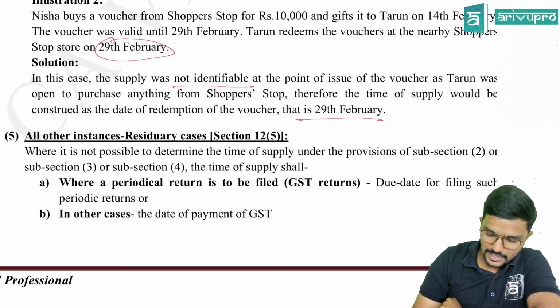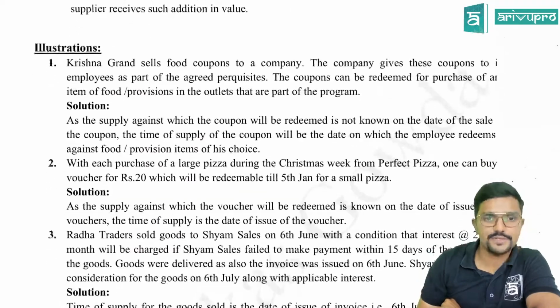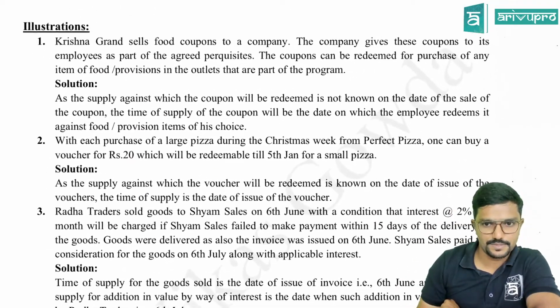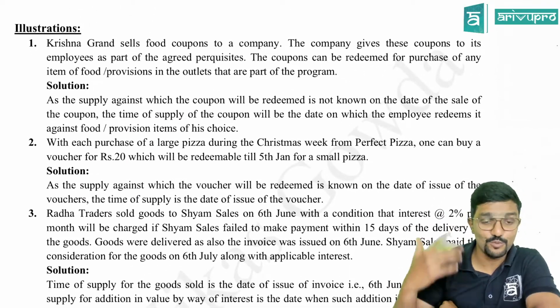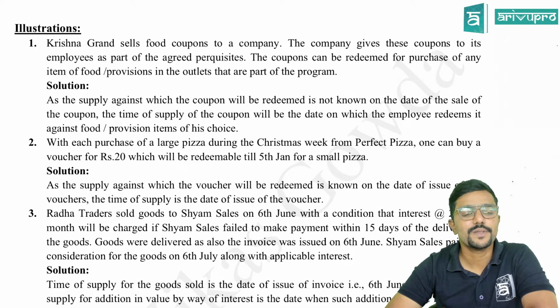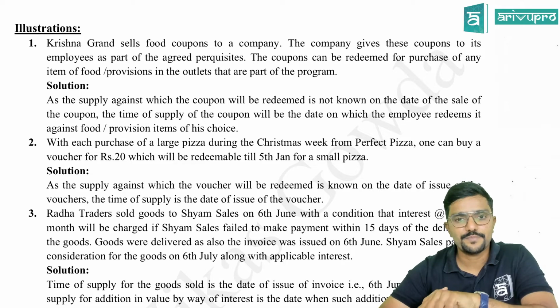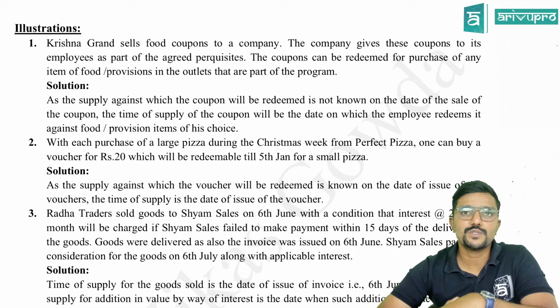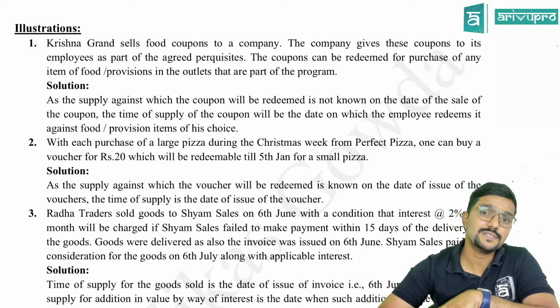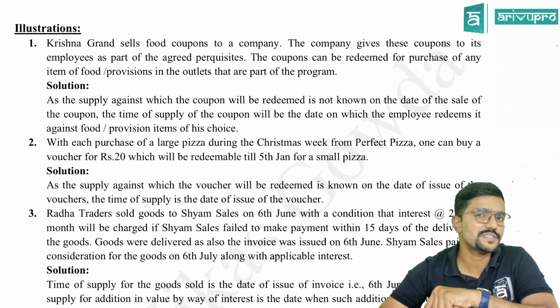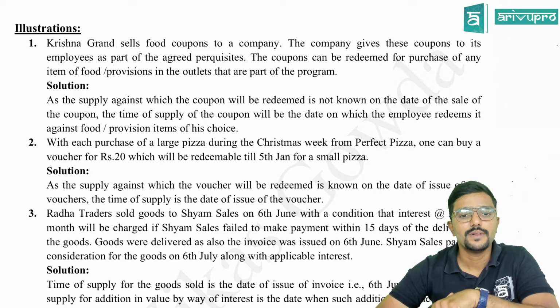Voucher concept. I have two more illustrations here. Two more illustrations. Krishna Grant sells food coupons to a company. The company gives these coupons to its employees as part of agreed perquisites. So what is perquisites? In income tax you would have learned, which is covered in section 17(2). If benefit is given in kind to the employees.